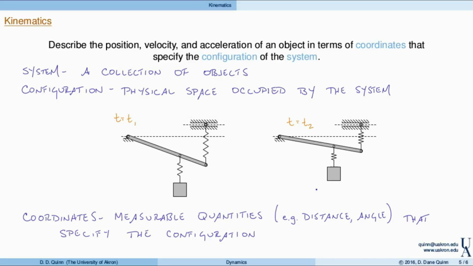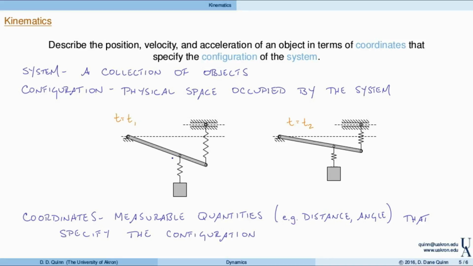For example, on the previous slide, this system would require 2 coordinates in order to specify where everything is. For example, we might need to know the angle of this bar and then the displacement of the block relative to the horizontal line here. Again, if I knew how far down this block was and I knew the angle of the bar, I could tell you where everything is.